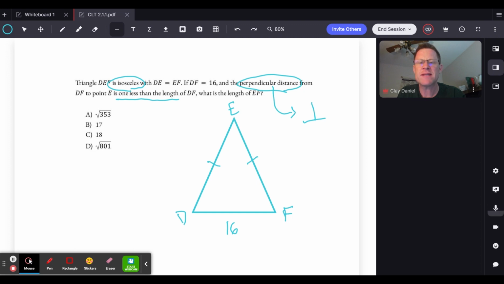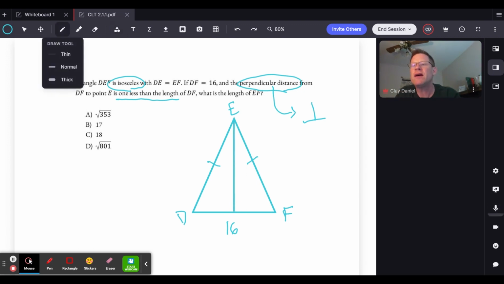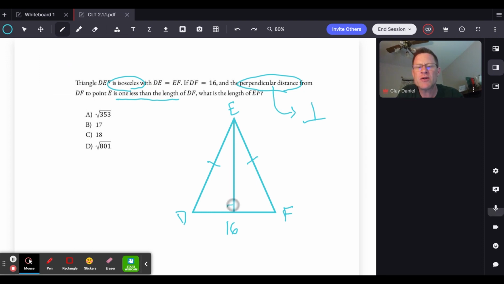It'd be easier to start at the top. To make it perpendicular, it's going to have to go right down the middle of the triangle. Perpendicular, so we know that we have right angles on both sides. That is 1 less than the length of DF. Well, they already told us what DF is. So we know we can now label that 15.